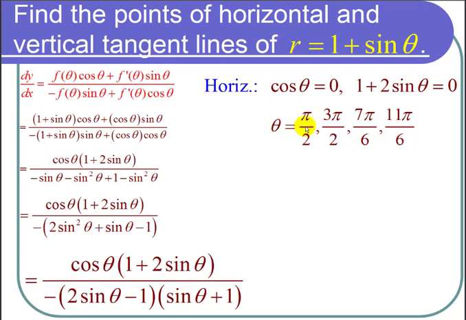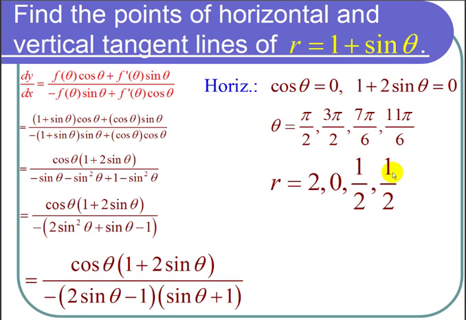So let's plug in our thetas and get our r's. R was 1 plus sine of theta. So I plug in pi over 2, and I get 1 plus sine of pi over 2, which is 2. And I plug in the rest, and I got 0, a half, and a half. So there's my 4 points: pi over 2, 2; 3 pi over 2, 0; 7 pi over 6, a half; and 11 pi over 6, a half. And those are in polar coordinates.